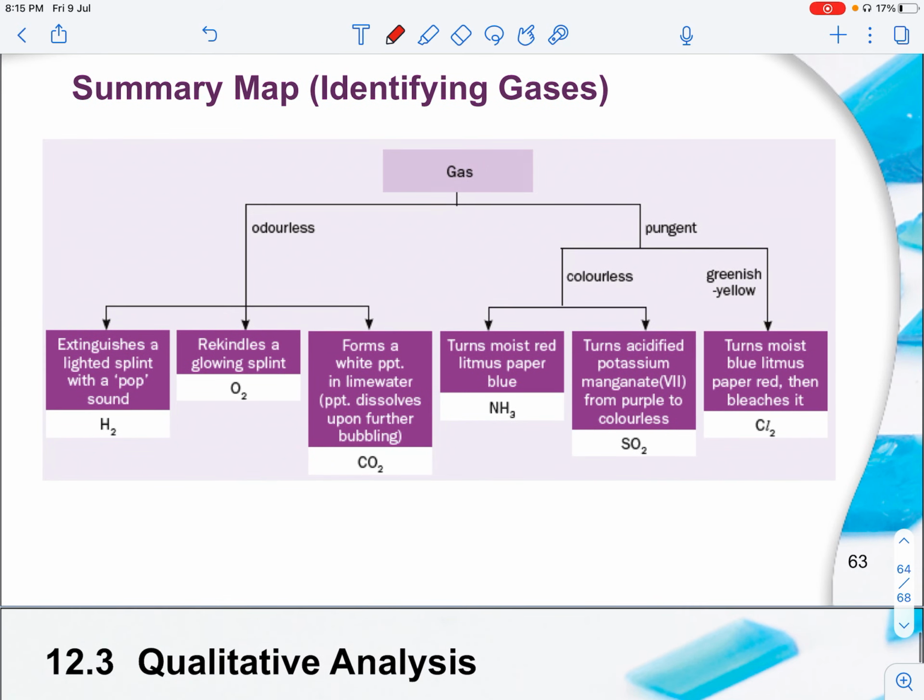Furthermore, this is the summary chart of how we can identify the gas, whether it is odorless or pungent, and definitely what the different categories of it are. The most common ones that are usually tested are the ones that I highlighted. These are the ones that you will tend to see more often in your exams as well as in your practical.